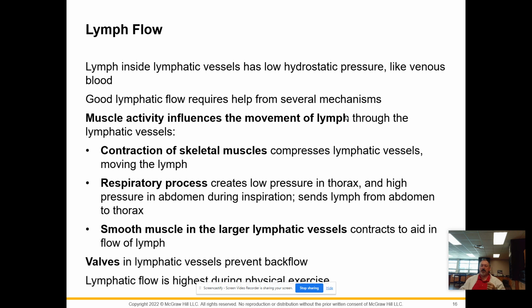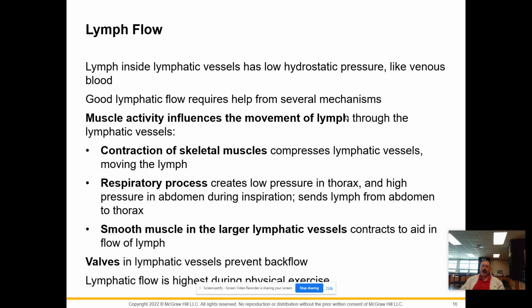The respiratory process, as we breathe in, we're going to drop the pressure because we're expanding the amount of capacity of our lungs. As we breathe in, we've opened and decreased the pressure of our thorax. This lower pressure is going to have a natural tendency to send lymph towards our abdominal region and thorax. Once you get into those bigger lymphatic vessels, they're going to utilize their smooth muscle to have some contractility that's also going to help to move it along.